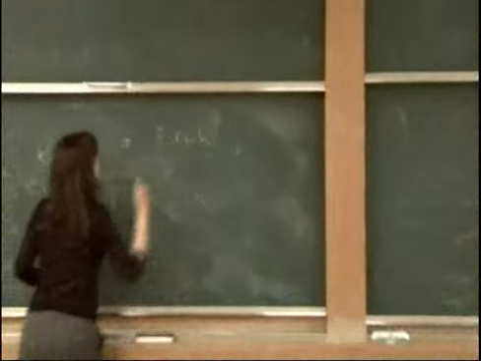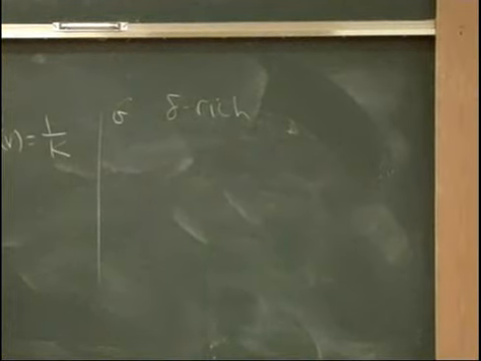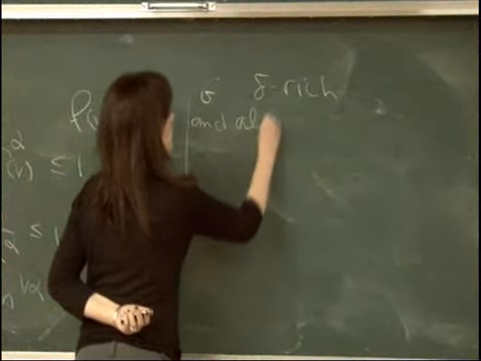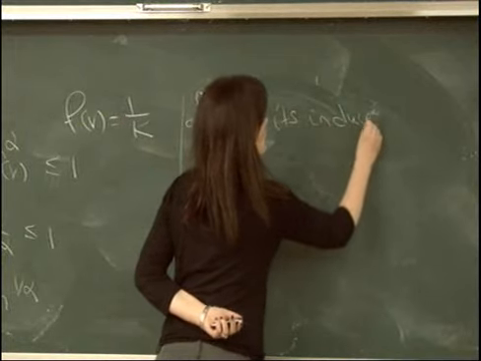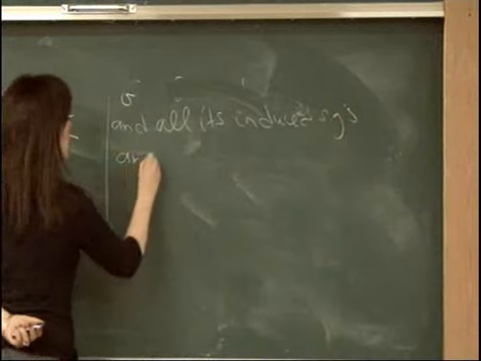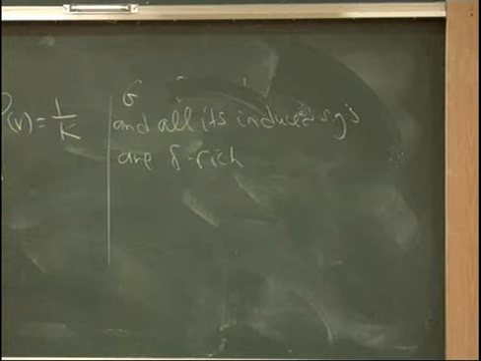So G is delta reach. And now I want a little bit more. I want to say that G and all its induced subgraphs are delta reach. And I want to prove that G is alpha narrow.